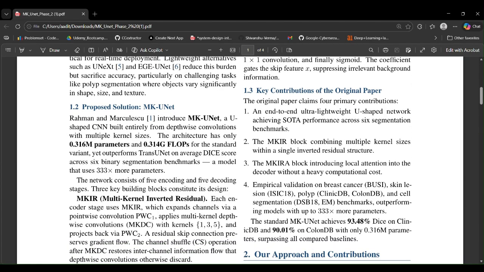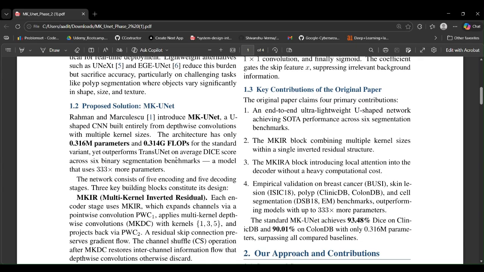As you can see, we have a MKIR block, which is a multi-kernel inverted residual block. So it's basically a depth-wise convolution of three different kernel sizes, and these kernel sizes can be learned by the model itself. This helps the model to adapt the kernel sizes according to the segmentation dataset that we have, because different segmentation datasets might require different kernel sizes. So the model automatically finds the best possible kernel size and uses that.